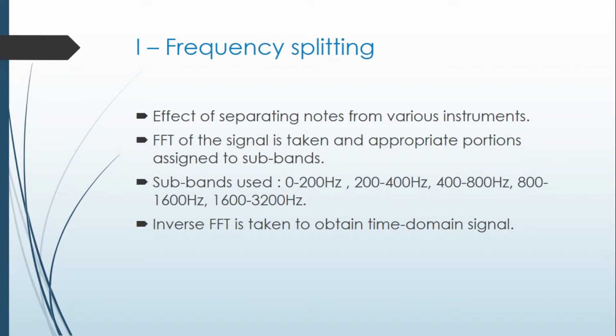In this stage, the spectrum is split up into its various subbands, and this can be understood to have the effect of separating various instruments in a musical piece. Algorithmically, first the FFT of the signal is taken, and then I've assigned appropriate chunks of the signal to various subbands. As per the recommendation of some of the authors, I have selected the subbands and specified them here. Finally, in order to get the time domain signal, the inverse FFT of the signal is taken.